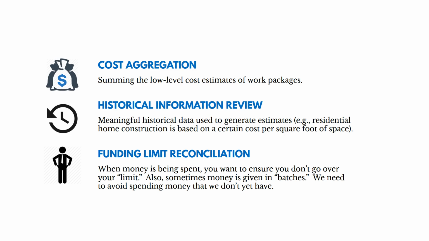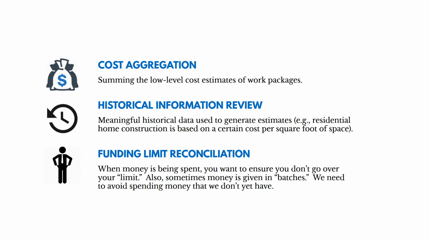An example might be if you're on a construction project, residential home construction is based on a certain cost per square foot of space. Maybe we know that based on the area code or the area of the world that we're in, that on average it costs $200 per square foot for this type of real estate. That might help us as we come up with a budget. Historical information review. And then funding limit reconciliation is this. When money is being spent, you want to ensure you don't go over your limit.